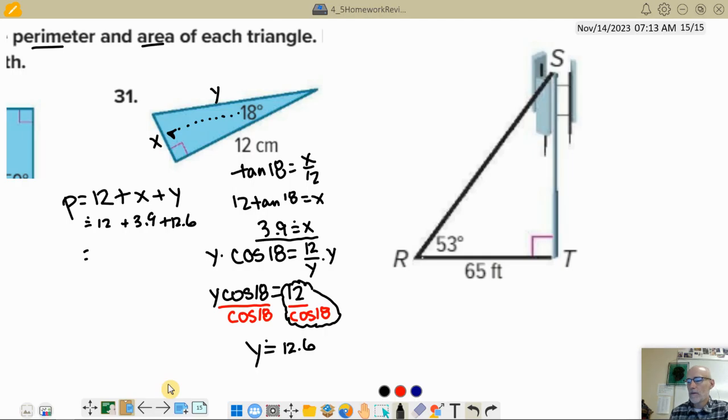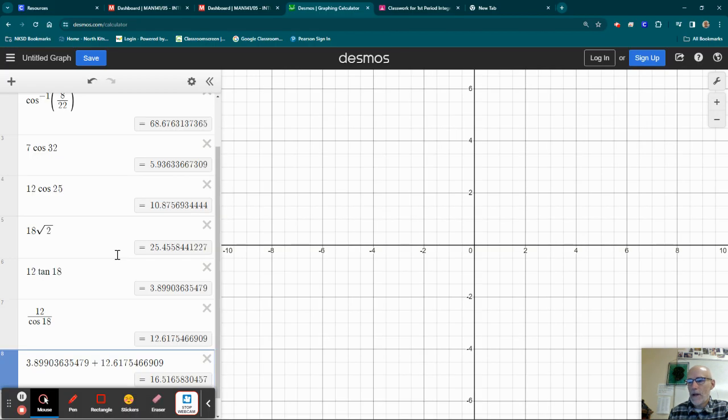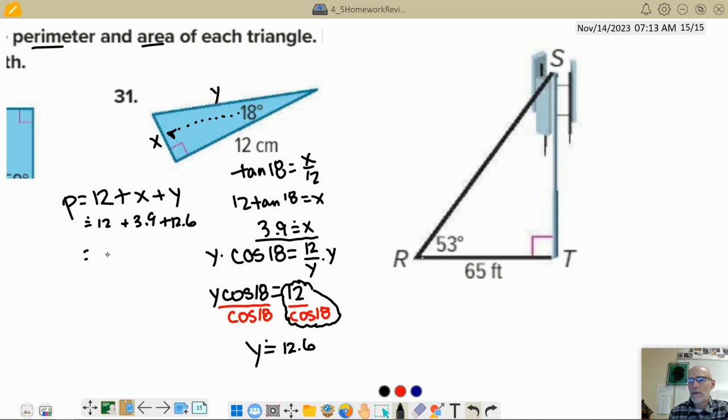That's the best way of doing it. And it actually didn't impact my final answer, right? Rounding to the tenths place, I still get 16.5. Let me make this a better equal sign here. 16.5. And are there units? Yes, there are. Centimeters. Let's put the units down.